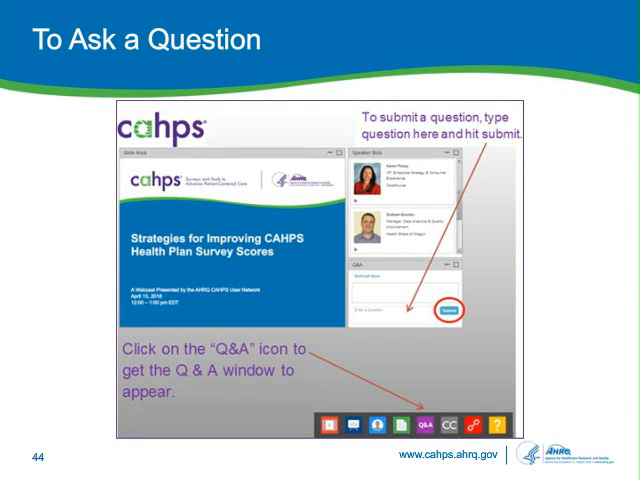Okay, another related one is, what strategies do you use to reach the Medicaid population to get responses to the CAHPS survey in the first place? So in essence, how do you help boost your response rates?